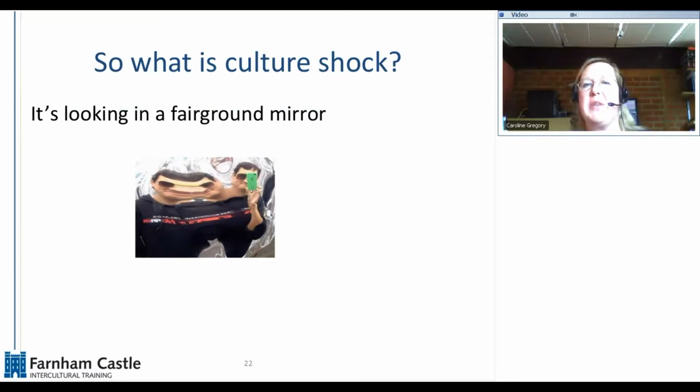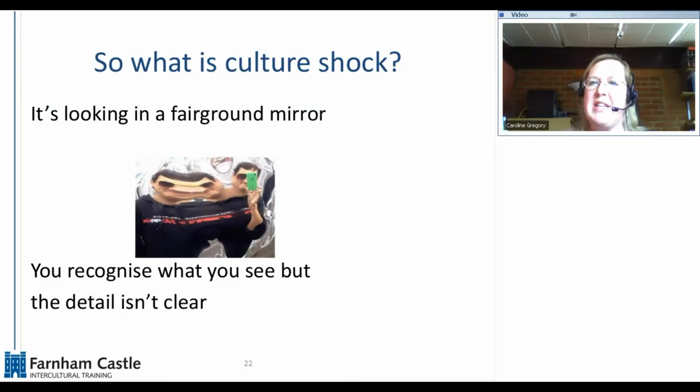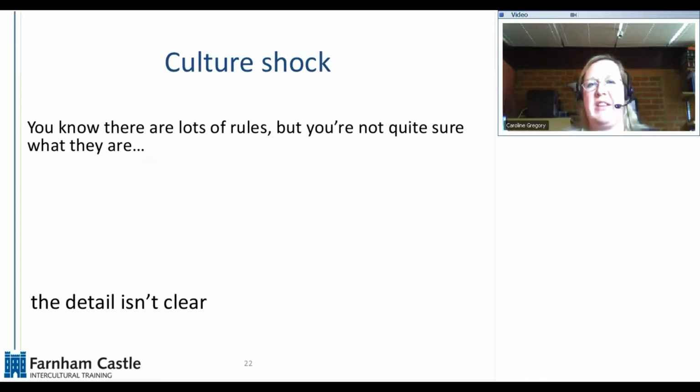Culture shock is, most adults are aware that in any society, in any culture, there are lots of rules. But culture shock happens when you're not quite sure what the rules are, and you do know you've broken some by people's reactions. And of course, in general, people don't talk about the rule breaking because they assume it's making a personal comment or it's something that's personal. It's not a cultural difference.